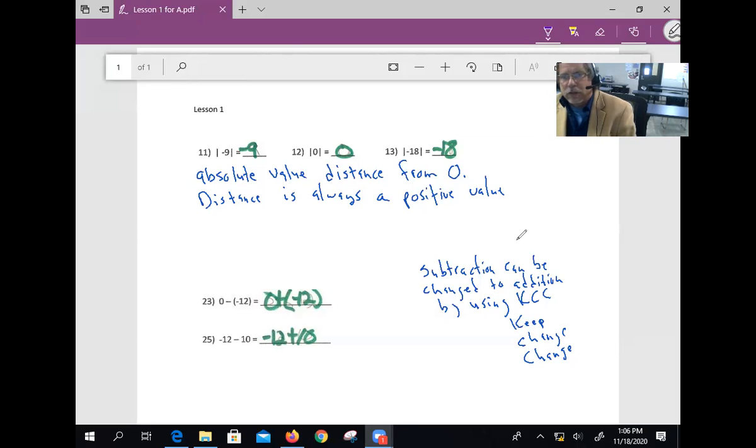These are absolute value questions. Those vertical bars mean absolute value. So absolute value means to find the distance a number is from zero. And remember, distance is always a positive value. So it's really important to us that distance is always a positive value, unless of course we're talking about zero. Zero is neither positive nor negative, but other than that, it's an always situation.